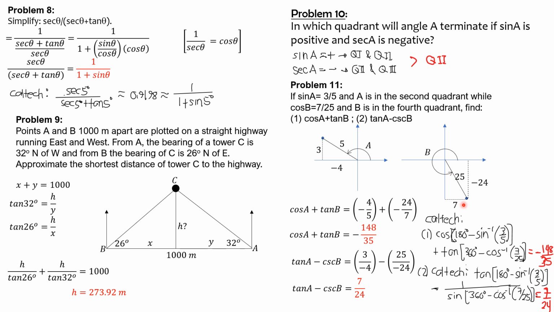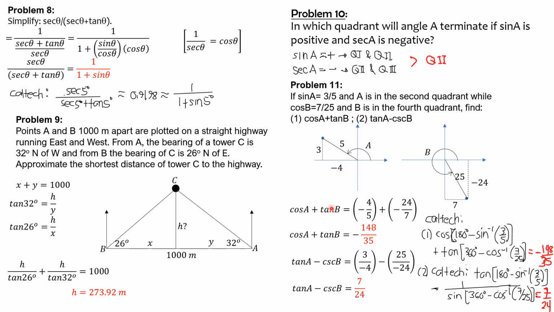Cosine of B is x over hypotenuse, so positive 7 over 25. So this is 7. By Pythagoras theorem, the other side should be 24, but since B is in the fourth quadrant and y is negative there, we put negative 24. Likewise, sine of A is 3/5, that's y over r. By Pythagoras theorem, this is supposed to be 4. But because angle A is in the second quadrant where x is negative, that's why a negative sign is preceded.